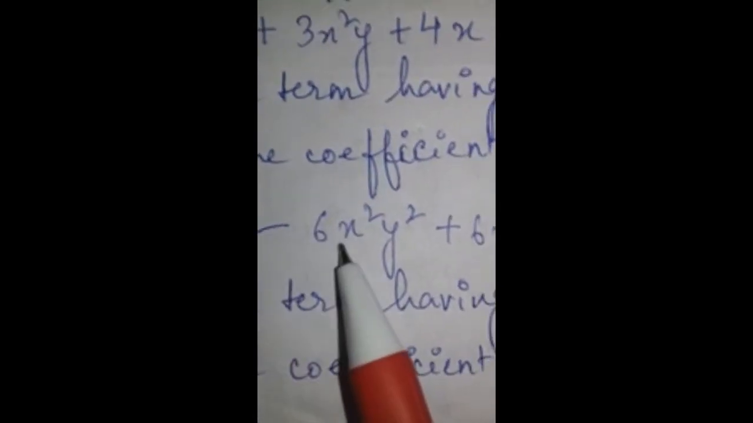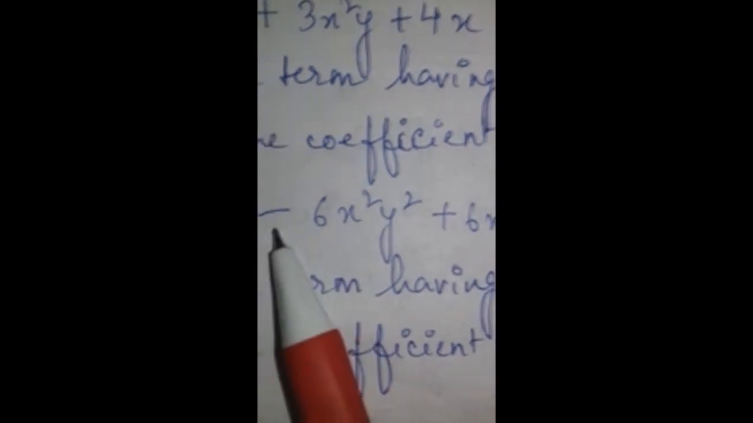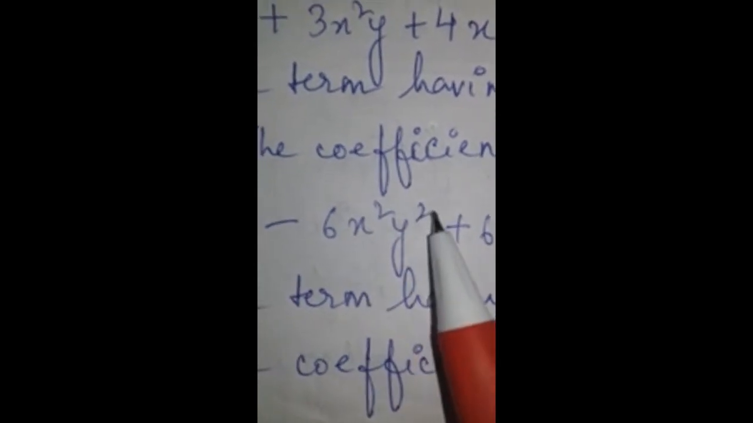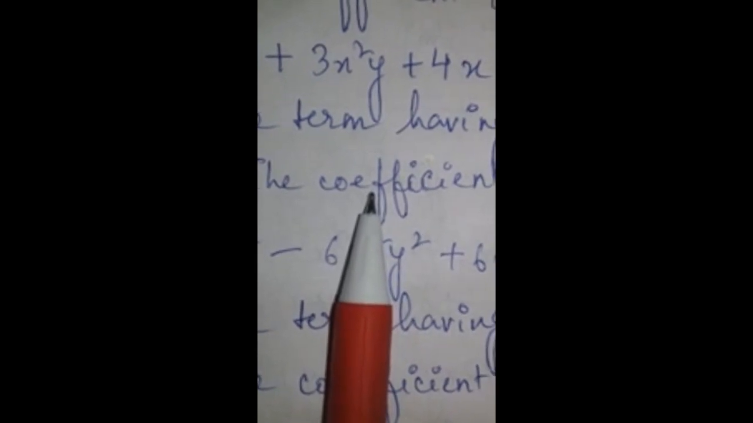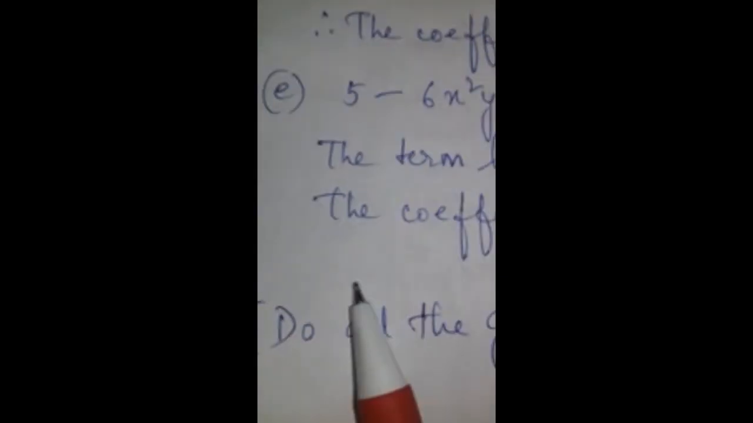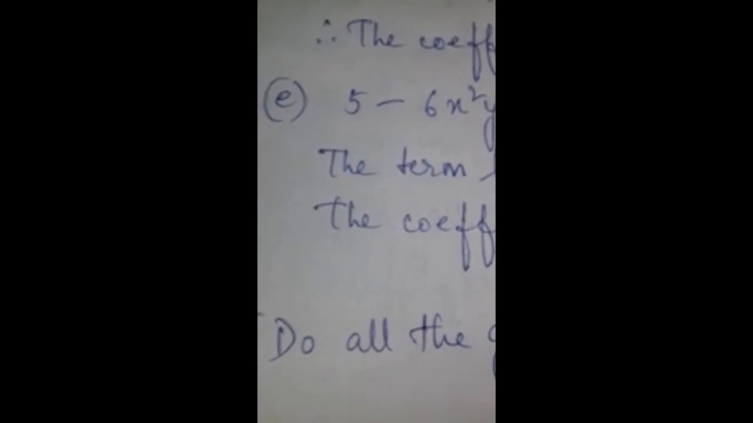Now the next one, that is part E. The given algebraic expression is 5 minus 6x square y square plus 6xy. So what is the x square term? Along with the sign you will state that the term having x square is minus 6x square y square. So ignoring this x square, you have the coefficient as minus 6y square. So children, you are going to do all the given sums in your classwork notebook.